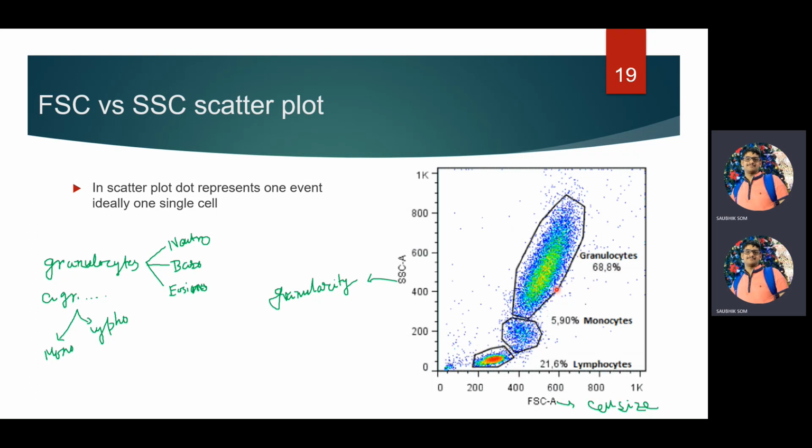Then comes the monocytes, and as you can see, the granulocytes, the neutrophil, eosinophil, basophil, have a very high side scatter ability. Okay, so this is how, without any dye, just by seeing forward scatter and side scatter, you can clearly spot the different types of cells based on their granularity.